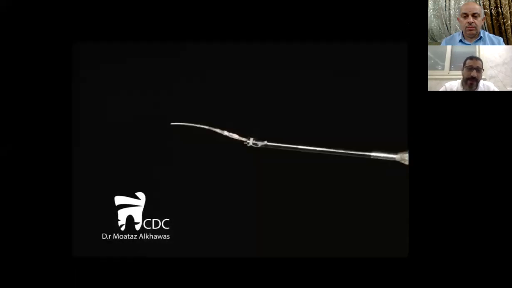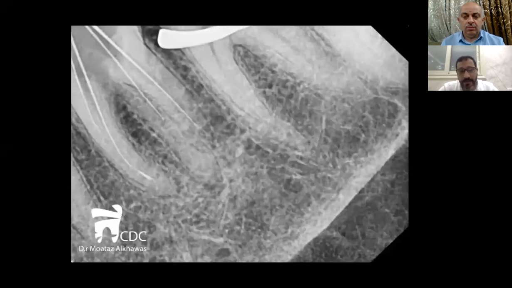As we see, these are three roots related to the mandibular first molar in the cone beam CT, in the axial view. And now, after I removed the silver point from inside the distal root canal, unfortunately the silver point was not removed completely. There is a fractured apical part of the silver point, and it was a very big challenge.